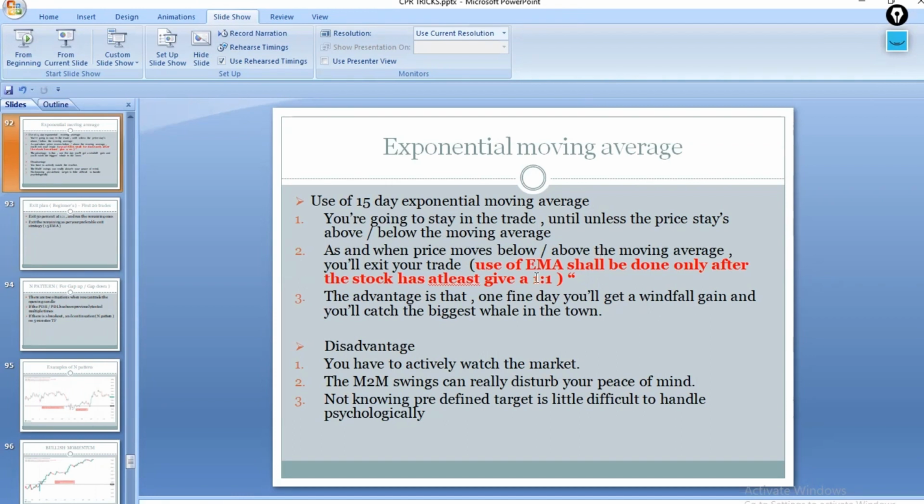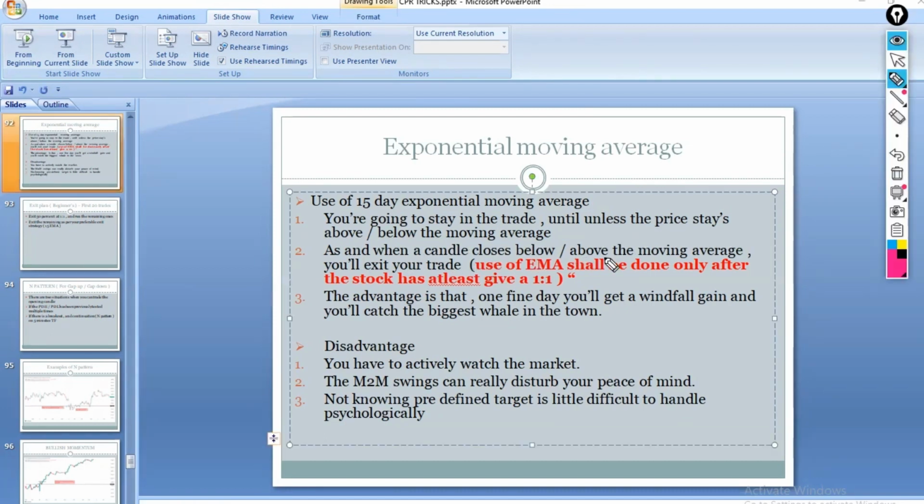Now, remember one thing over here. What I simply mean is that not as and when the candle closes below or above the moving average, we will exit the trade. One more important point is that the purpose of the moving average is to run the profits. And when do you run the profits? Once you have achieved at least 1:1, right? Don't use the EMA in the very first candle itself. So that is the part about it.